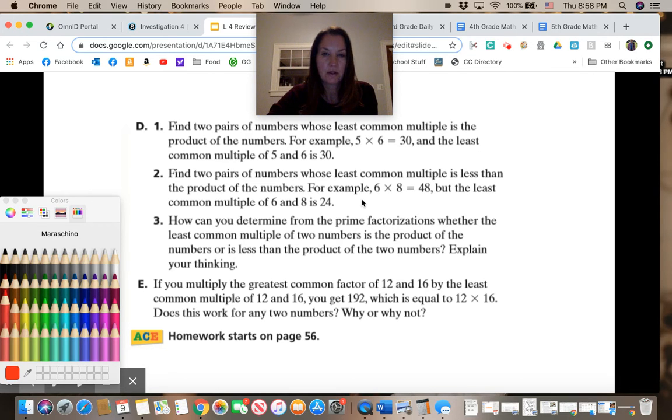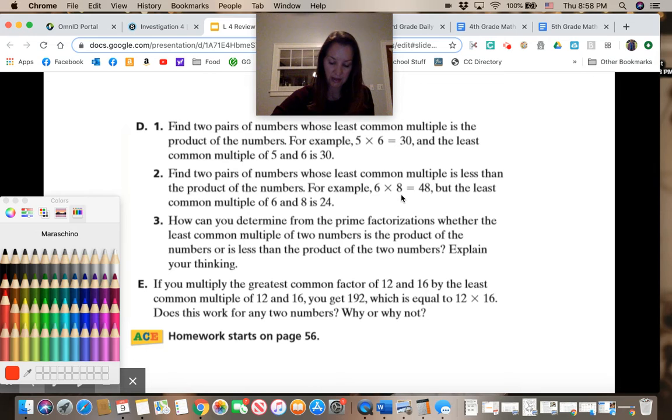Find 2 pairs of numbers whose least common multiple is less than the product. So they did 6 times 8 is 48, but the least common multiple of 6 and 8 is 24. That's because 6 and 8 also have other common factors, right? 5 and 6 would be considered relatively prime. 6 and 8 would have another common factor.